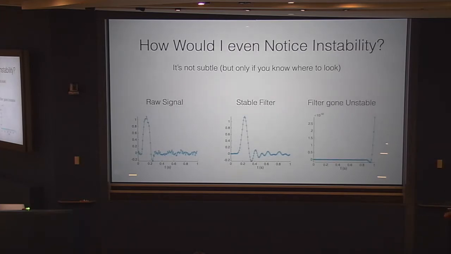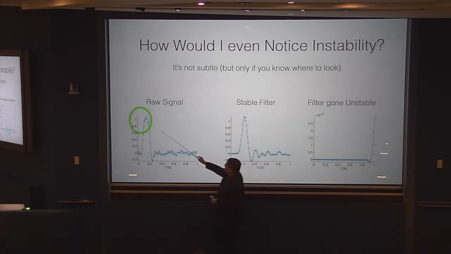They clearly look very different, but you still want to know, since you don't have access to this, or you do have access to this but you may have forgotten it. You may just be pressing a button in your lab. How do you know that this is unstable? Well, it's not subtle, but you have to know where to look.